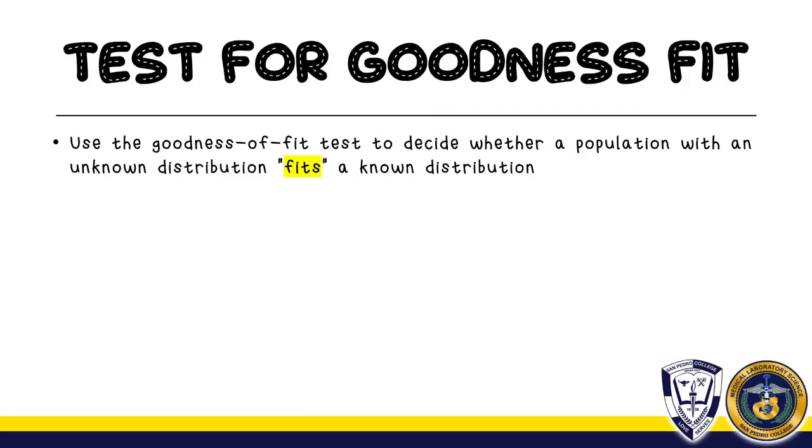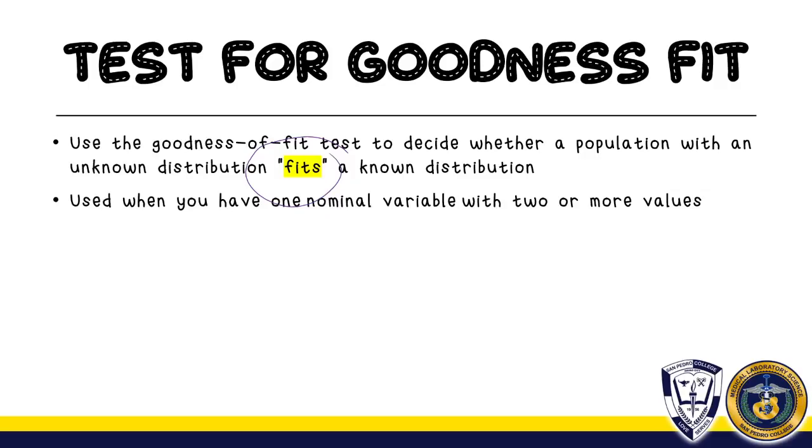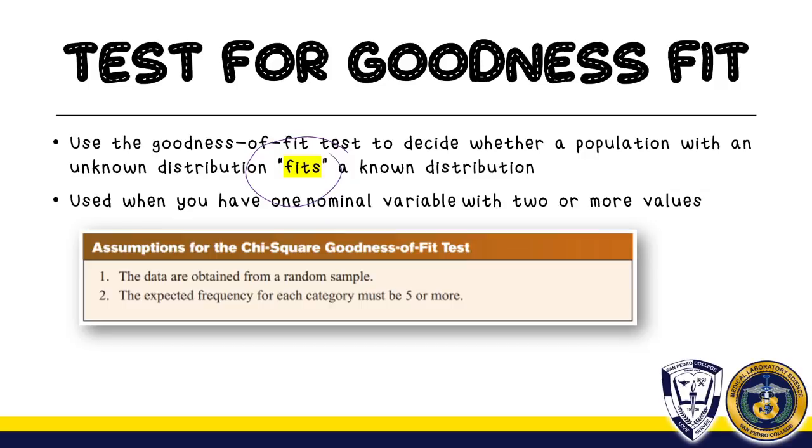For the goodness of fit, we use the goodness of fit test to decide whether a population with an unknown distribution fits a known distribution. Di ba? It is used when you have one nominal variable with 2 or more values. And this is our assumption for the goodness of fit test: data are obtained from a random sample and the expected frequency for each category must be 5 or more.